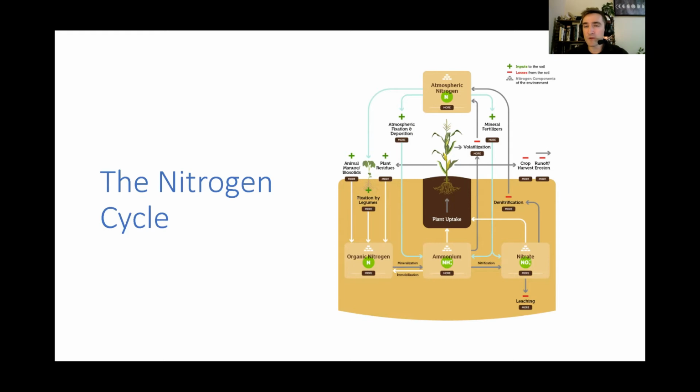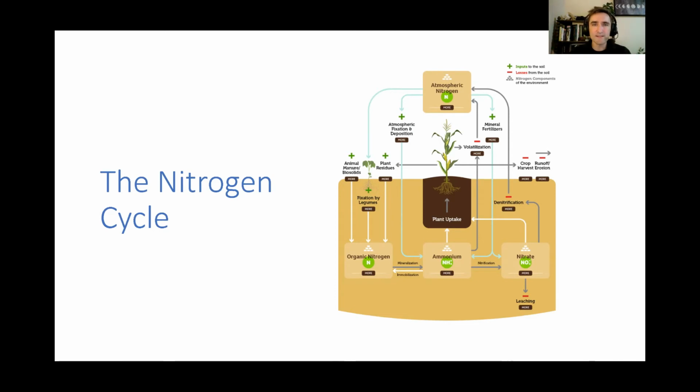Mineral fertilizers, when you apply them, are either in the ammonium form or the nitrate form. And nitrate in particular is prone to leaching, so you would need to be considerate of these different forms and how you apply them and making sure that it's done appropriately. The ammonium in the soil can go through volatilization, which converts it back to atmospheric nitrogen. The nitrate can go through a process called denitrification, which then sends it back to the atmosphere.